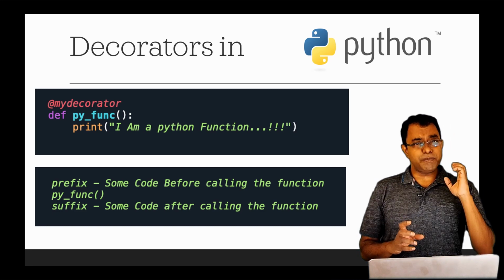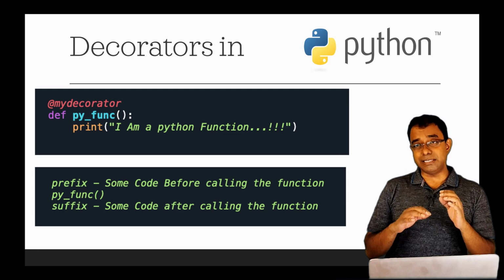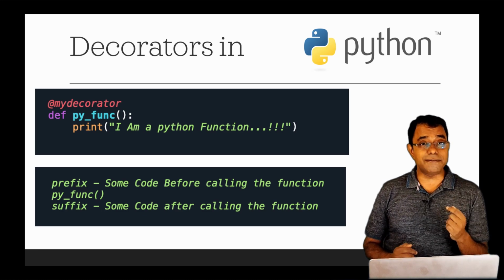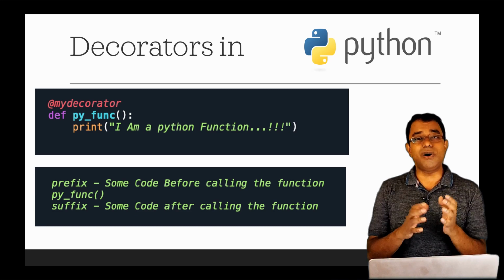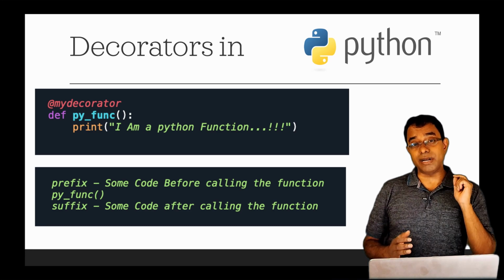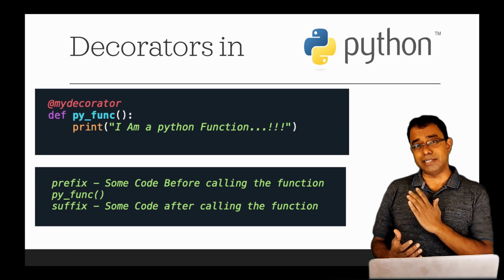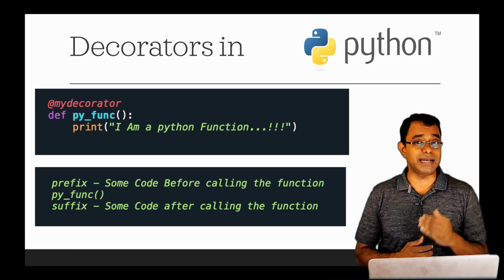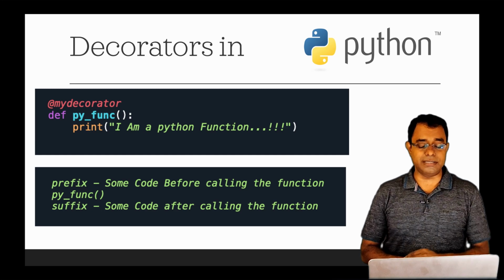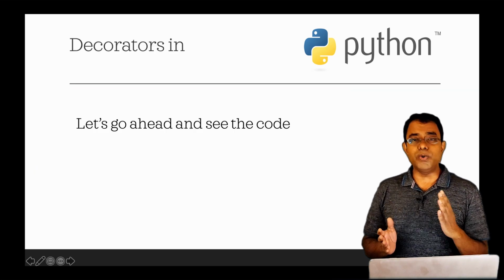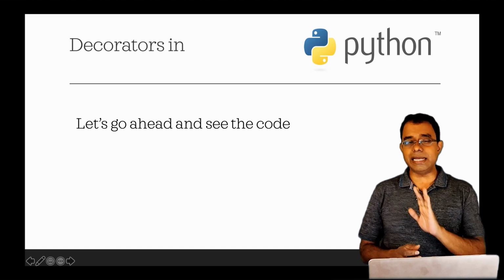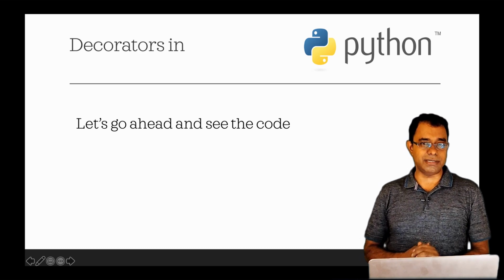Now the idea of prefix and suffix is not mandatory. It can have only prefix or only suffix or none of them. It all depends upon the kind of decorator we want to create. Okay, so these are not mandatory. I've used prefix and suffix to explain the idea behind decorators. So now time to go ahead and see the code. Let's see in the code how we can create and use decorators.